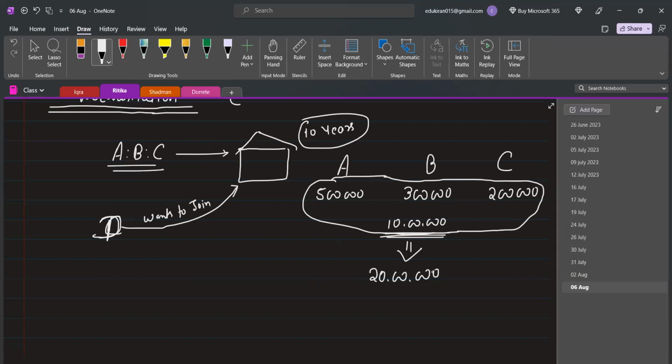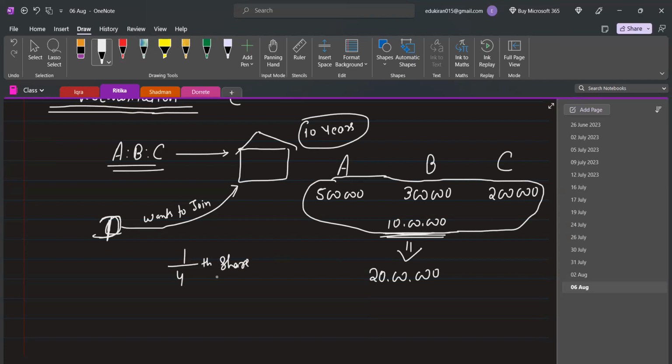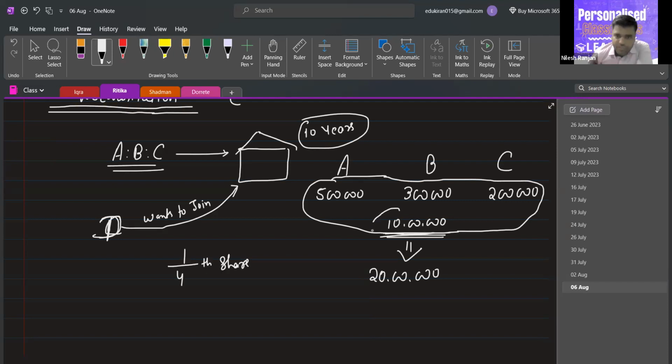Okay, sir. Now, if we want to admit a new partner into the firm for a 1/4 share, how much should he bring? For a 1/4 share, as per this capital, he is required to bring only 10 lakh into 1/4, that is 2,50,000.